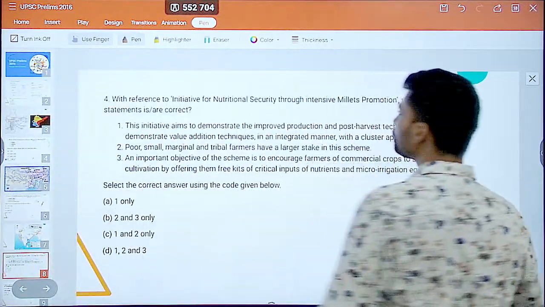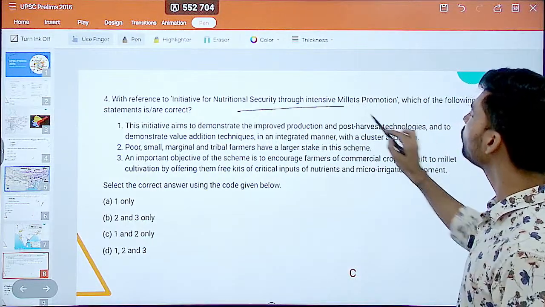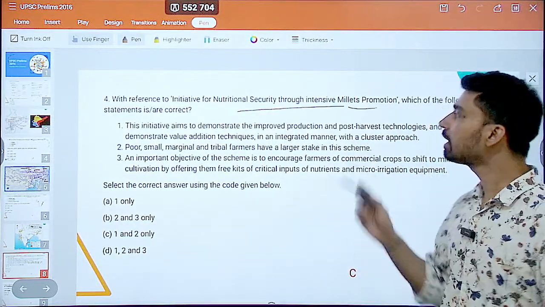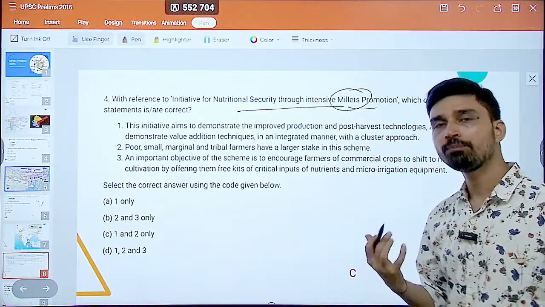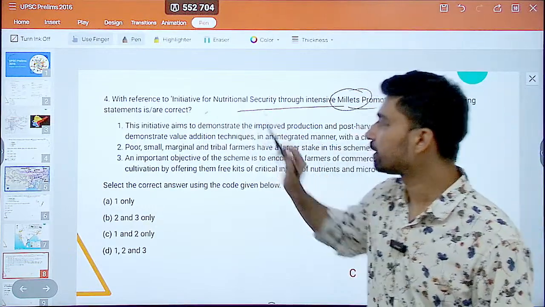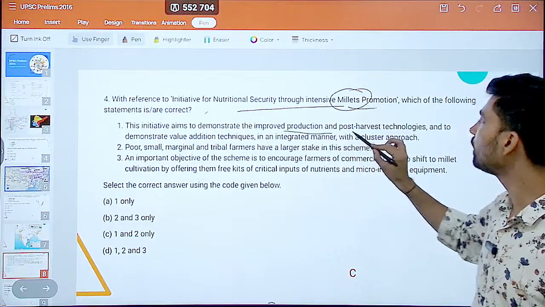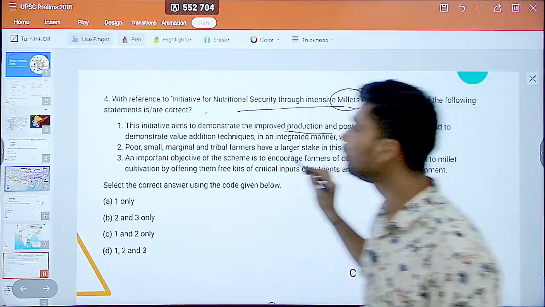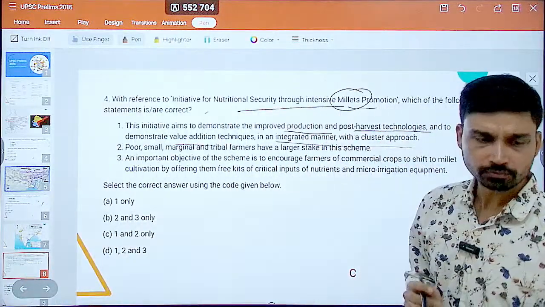Next question is related to a scheme: with reference to the Initiative for Nutritious Security through Intensive Millet Promotion. Now millets are coarse grains which are also suitable for dryland farming. Examples are ragi, jowar, bajra. So which of the following statements are correct? First, this initiative aims to demonstrate improved production and post-harvest technologies and to demonstrate value addition techniques in an integrated manner with a cluster approach.